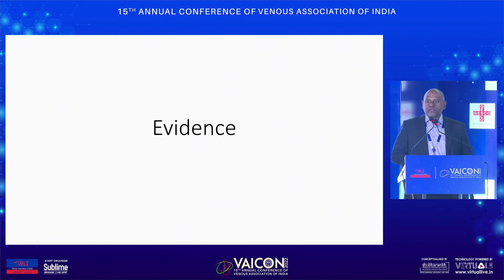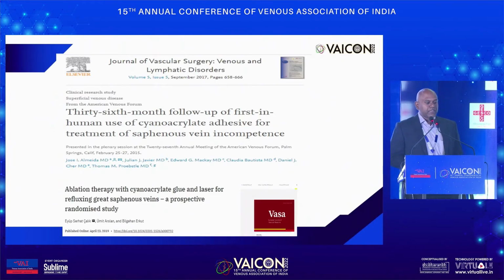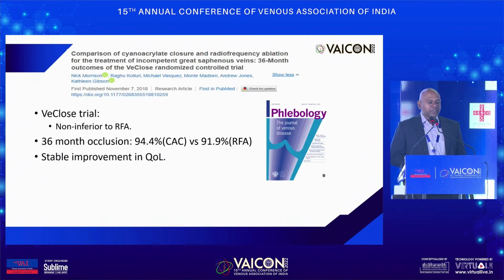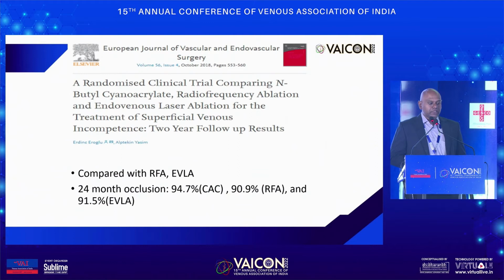And then, of course, we have to come to the evidence. Now, we've been having data from 2017 about glue, and most of them have been about 36 months follow-up, and there have been a few RCTs, but all of them have practically said the same thing. Then the WeClose trial, which is what has been published and has claimed results all over the world, is that at 36 months, we had 94.4% occlusion versus 91.9% occlusion compared to RFA, and stable improvement in quality of life.